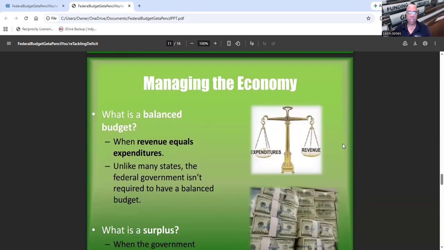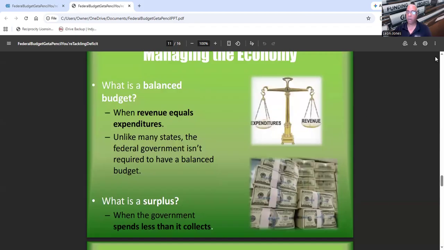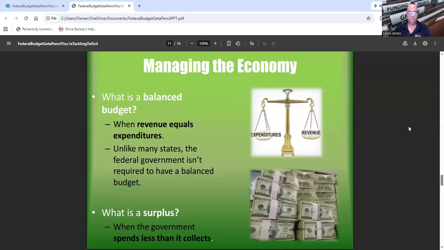Now, managing the economy. Now, here's what you need to know. When we talk about managing the economy, you have to ask yourself, well, what's a balanced budget? Well, a balanced budget is when revenue equals expenditures. So, unlike many states, the federal government isn't required to have a balanced budget. You know why? Because basically the government has a lot of wasteful spending, and then they'll tell you, well, we have emergency spending. They're moving money in a lot of directions. So basically, when it comes to government, this is why they always have debt.